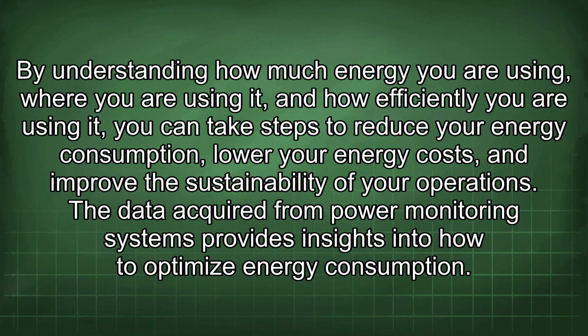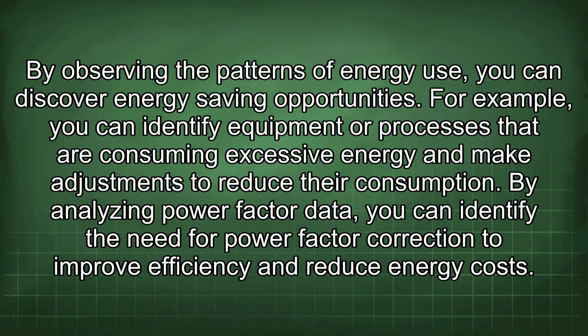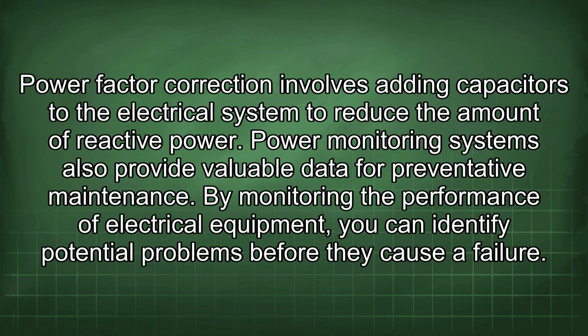The data acquired from power monitoring systems provides insights into how to optimize energy consumption. By observing the patterns of energy use, you can discover energy-saving opportunities. For example, you can identify equipment or processes that are consuming excessive energy and make adjustments to reduce their consumption. By analyzing power factor data, you can identify the need for power factor correction to improve efficiency and reduce energy costs. Power factor correction involves adding capacitors to the electrical system to reduce the amount of reactive power.